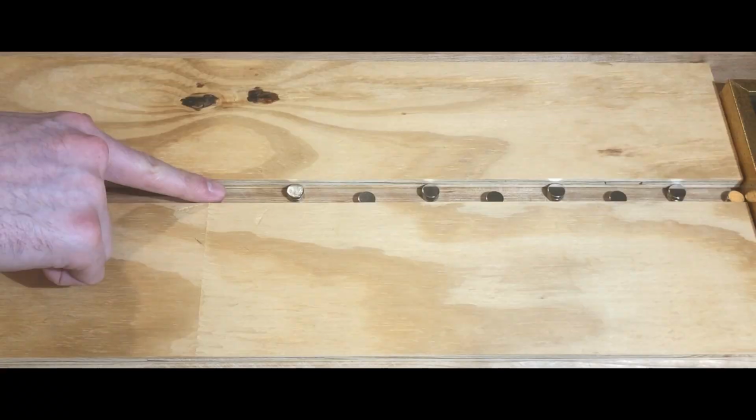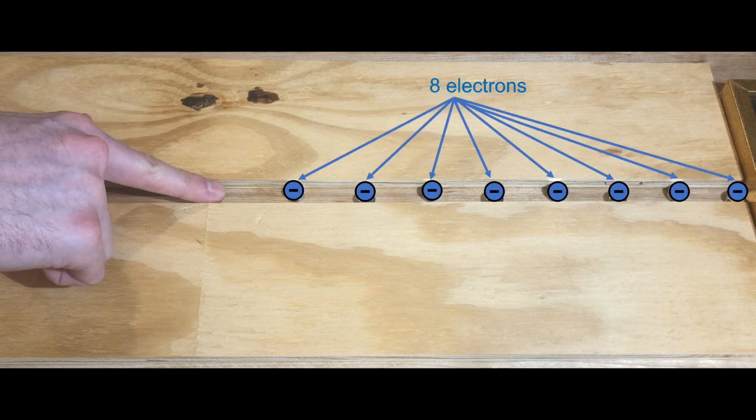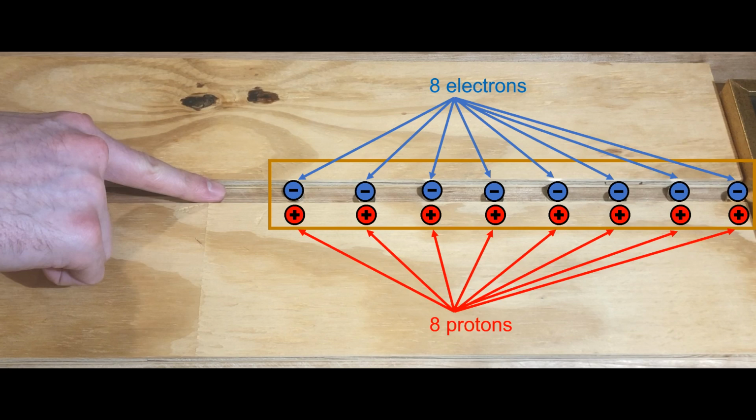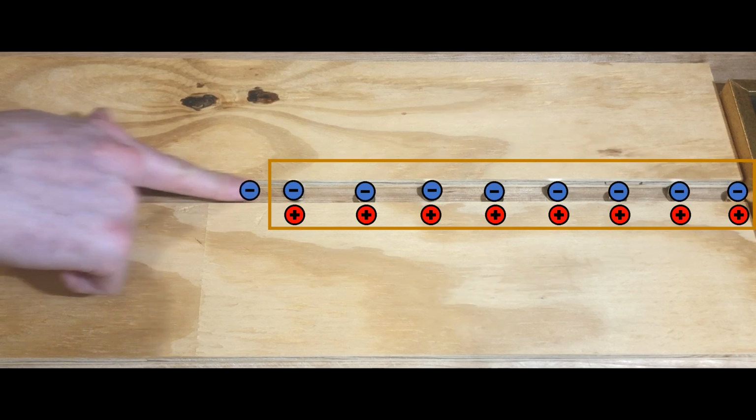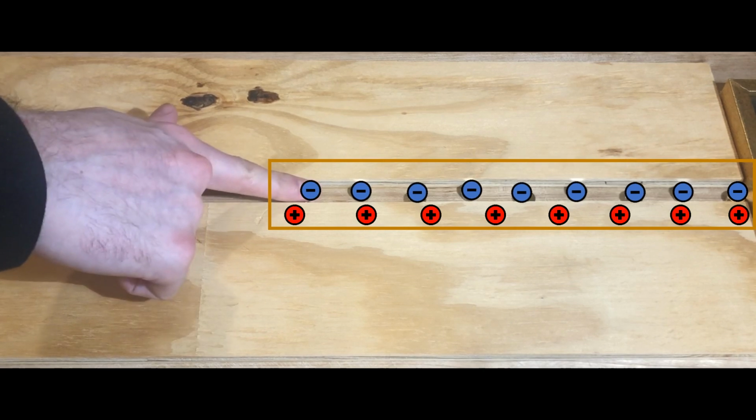Here we have 8 magnets representing 8 electrons inside of a copper wire. Sitting next to them are 8 protons, giving the wire an overall neutral charge. I then push an extra electron into the wire, making the wire electrically negative. Notice, however, that when I add the extra electron, the other electrons rearrange themselves so as to maintain a constant spacing.